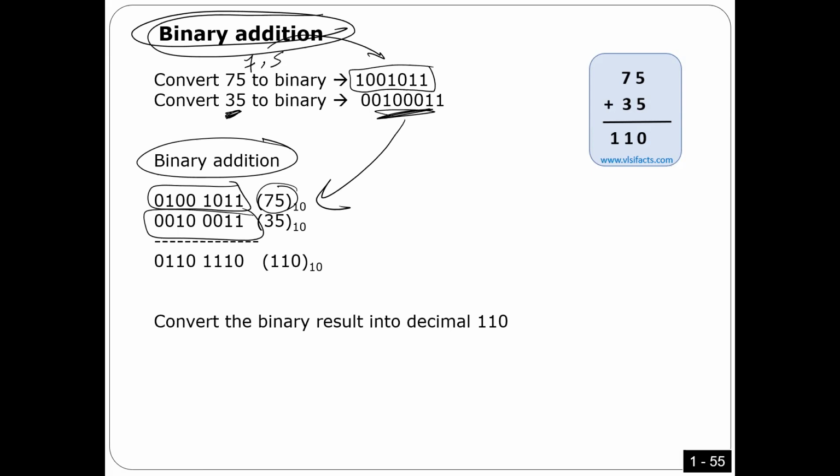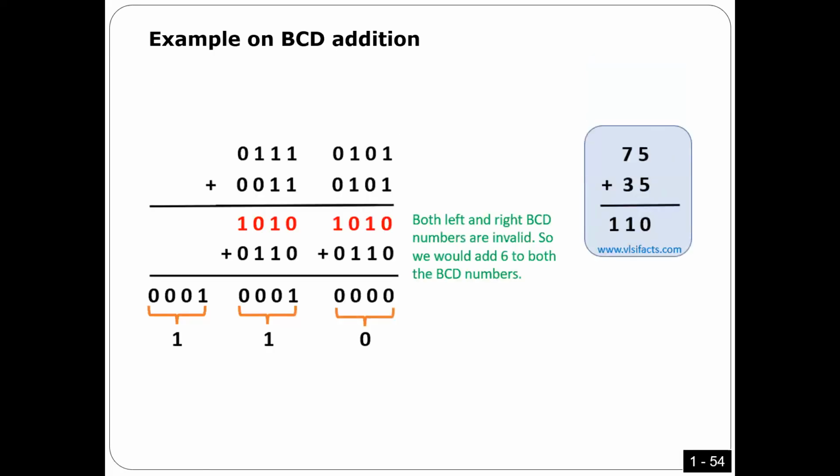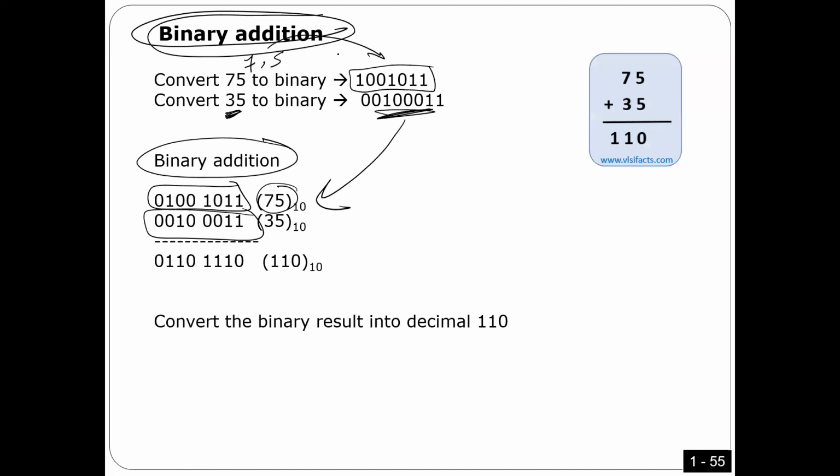I have to convert this number to decimal, so it has to be 110. I have to give you 110. So this is what we call binary addition. I'm going to do this addition in a different way, that's what we call BCD addition. I started with this one just so that you understand.